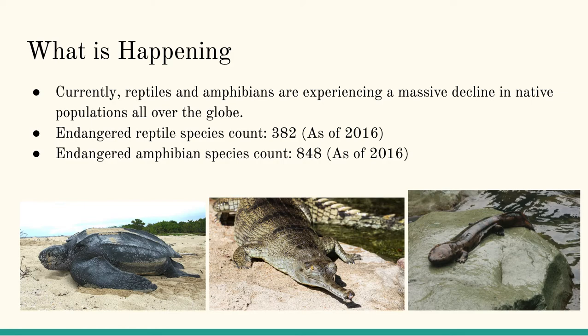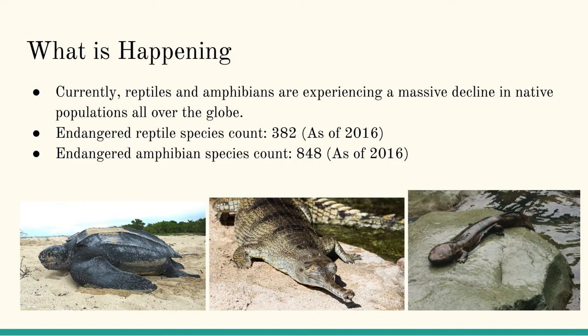So, what is the crisis and what's currently happening? So, currently, reptiles and amphibians are experiencing a historic decline in population all over the globe. And I have put some photos of some popular endangered animals. Starting from the left, that's the leatherback sea turtle. In the middle is going to be the gharial, which is a family of a crocodile. And on the very right is the Chinese giant salamander. And all of these species, what they have in common is that their populations have gone down so significantly in the past several decades that they run the risk of extinction.